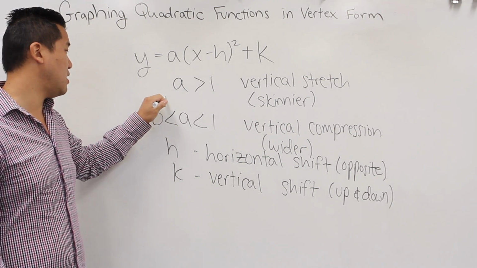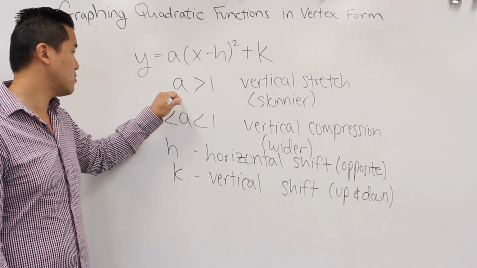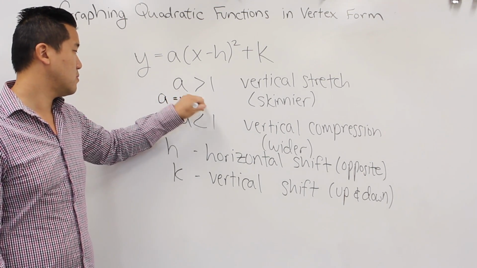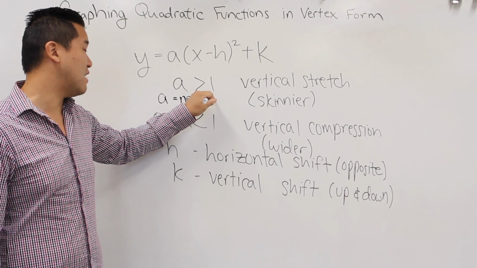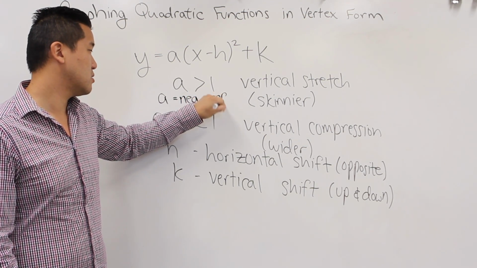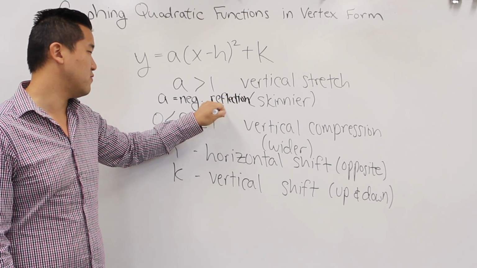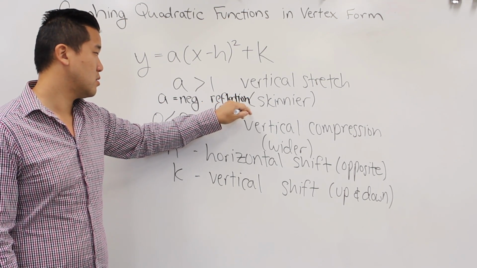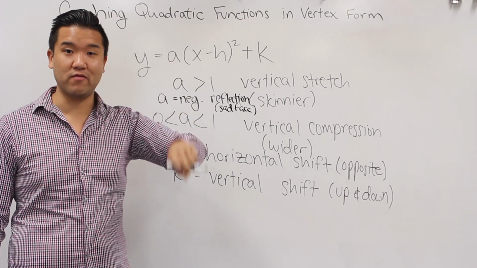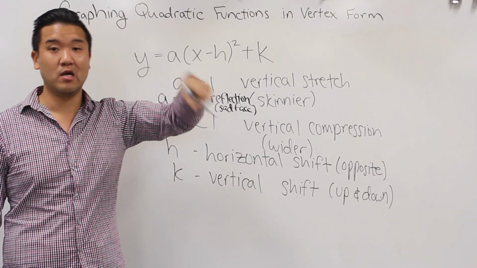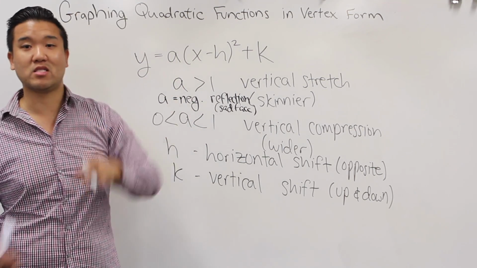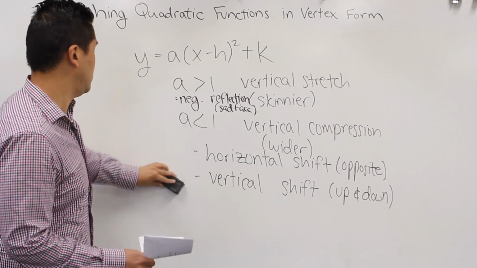One more part of a: if a is negative, then it's going to be a sad face, so it's going to be a reflection. So we'll write sad face. So your graph should look like a sad face. Think about if you're throwing a football, what does that shape look like? That's a sad face graph.